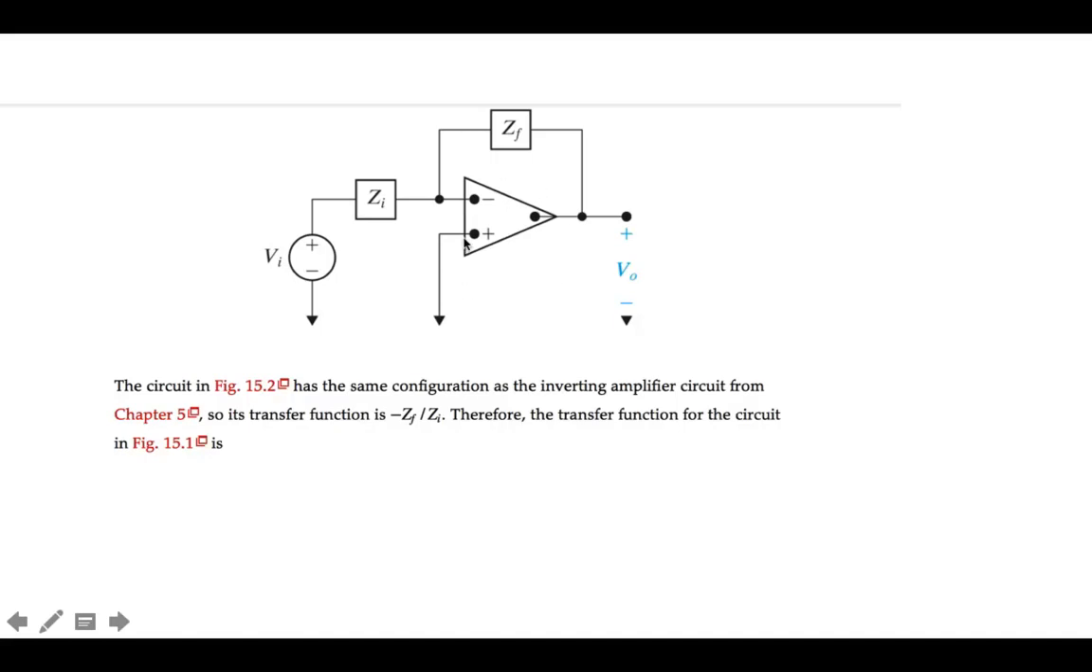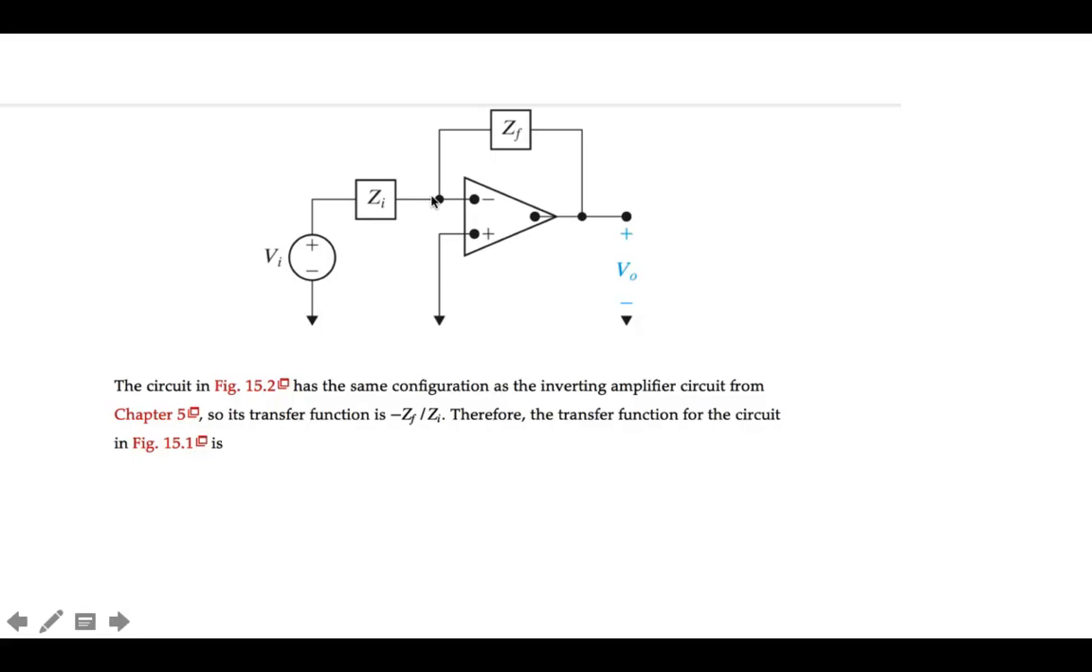So here is the traditional or conventional inverting op-amp circuit. You notice that your input voltage is connected to the inverting terminal. The non-inverting input is grounded, and then the output is left open. There is an input impedance connected to the inverting input, and then there is a feedback impedance that connects the output back to the input.